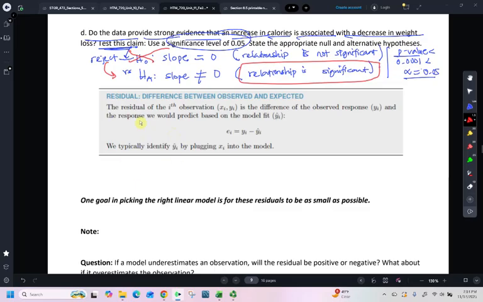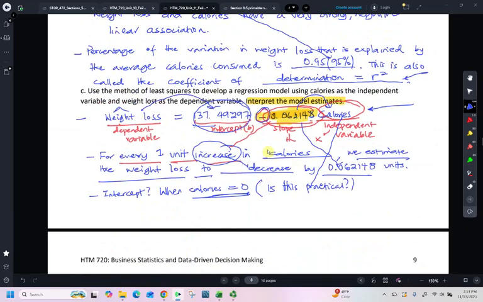The next item we would like to discuss is the residual. The residual is defined as the actual value of your response variable minus the predicted value based on the regression model. So this was a sample regression model, and it is otherwise called the prediction line because it can be used for predicting the weight loss, which is why I have a hat on top. This means predicted weight loss based on the number of calories consumed.